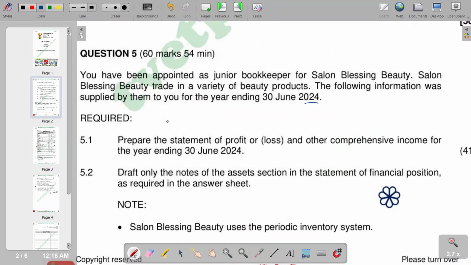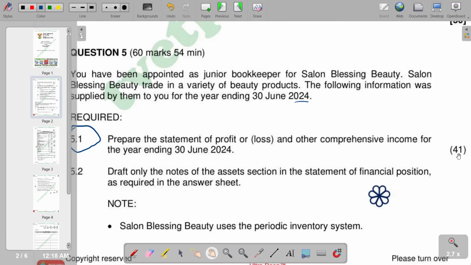In terms of our required part, we are only going to look at 5.1 within the context of this video. So prepare the statement of profit or loss and other comprehensive income for the year ending 30 June 2024. You'll see that our question has a total of 41 marks. So this is what we have.